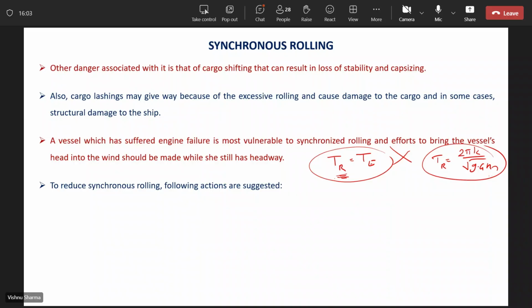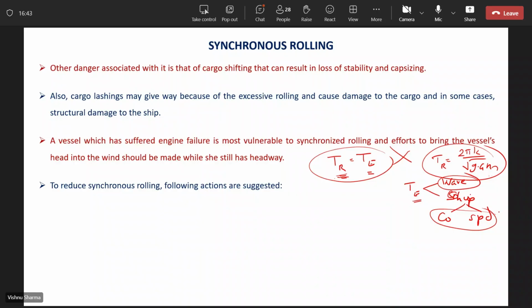Okay. Or else you can change the TE. I just told you what the TE depends upon. It depends upon the wave and it depends on the ship's course and ship speed. Guys, you can't change the wave direction and wave period. That is not in your control. What you can change is your course and speed or both, so that the period of encounter changes and this harmony of TR becoming equal to TE is disrupted.